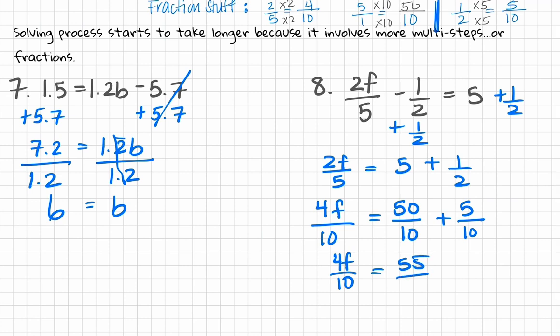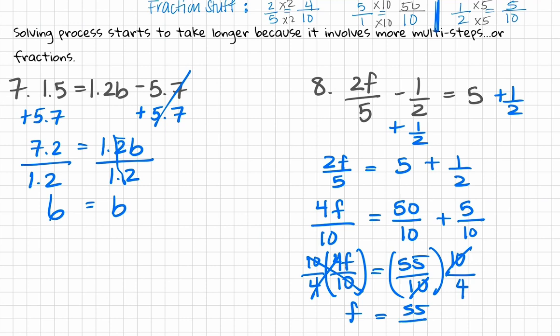55 over 10. And now to isolate, because I can add those together, I'm going to do 10 over 4, 10 over 4. That cancels, that cancels. I have f. This cancels, this cancels. I have 55 over 4.